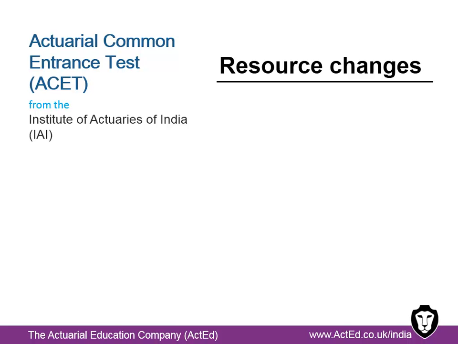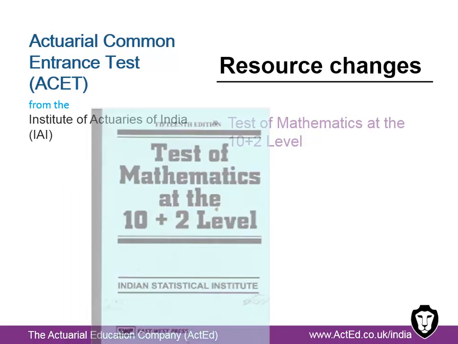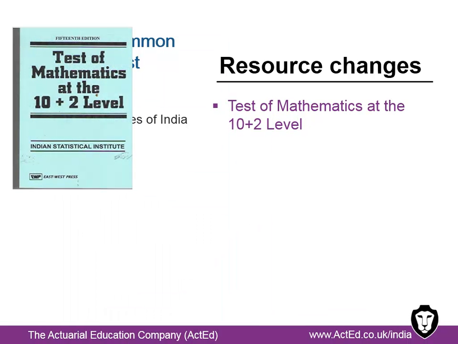On its web page, the IAI recommends Tomato, Test of Mathematics at 10+2 level, from the ISI to cover the maths and statistics objectives. However, this book includes many areas which are not tested, such as trigonometry and geometry. Also, the book contains only ISI past papers and no teaching of the ACET syllabus. It also does not contain worked solutions, so this resource will not prove as useful to students as the FAC or stats pack.